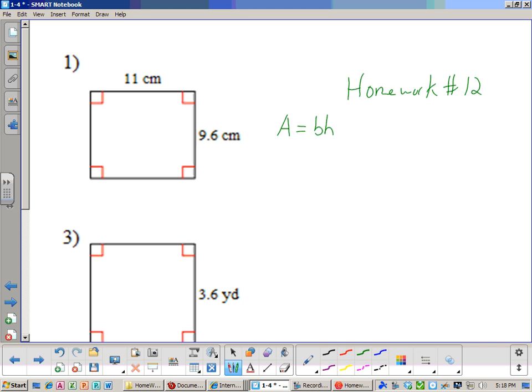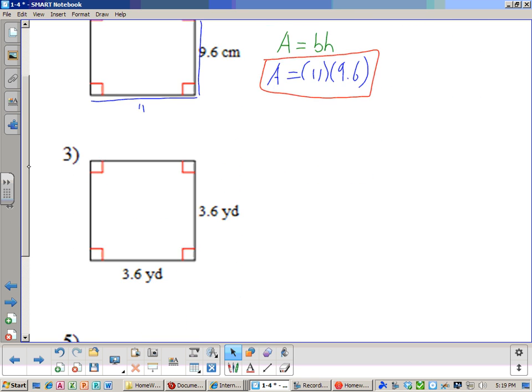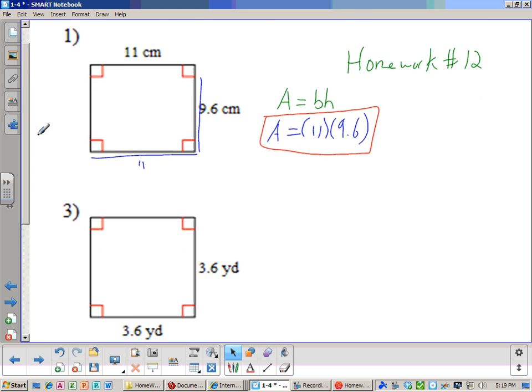So for number 1, which I'll do for you, I simply look at my base, which currently is 11. So my base is 11. My height is 9.6. And that's it. Since you do not have your calculators with you, you can leave your answer in this format, and that is your answer. You don't have to actually tell me what 11 times 9.6 is, only because I understand you don't have your yellow calculators with you, and I'm going to take it a little bit easy on y'all. Not to mention, that's the easy part anyways. Setting up is the hard part.